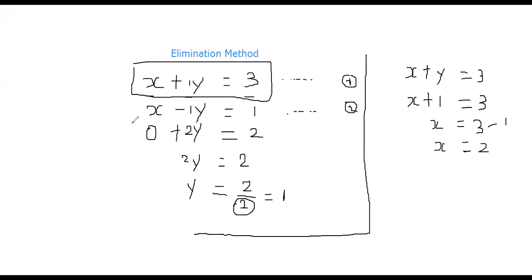For the second equation, we plug it in. x is equal to 2 and y is equal to 1. So 2 minus 1 gives us 1. So once it agrees with the equation, it means that you are correct.